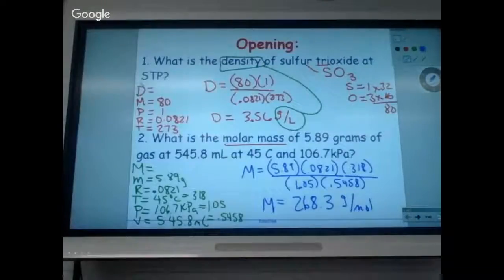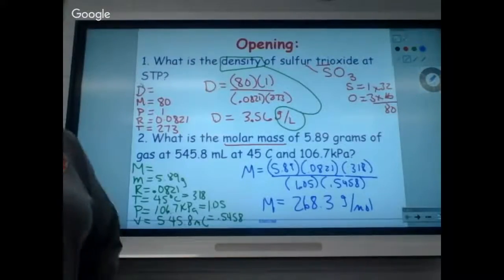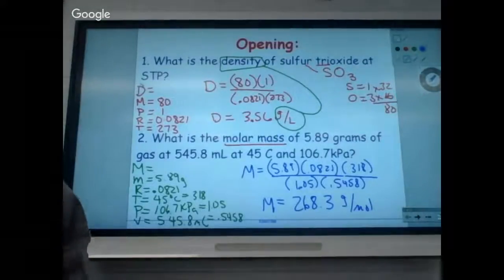Questions? Anybody have a question? The volume has to be in liters. The volume has to be in liters. Yes. So it's R, because there's an R. That's correct.